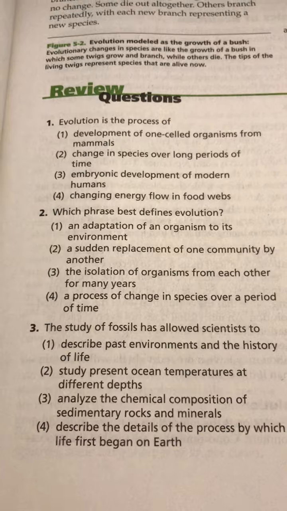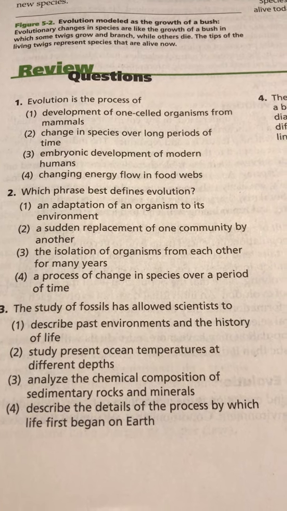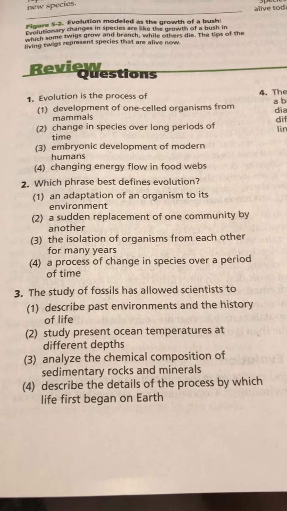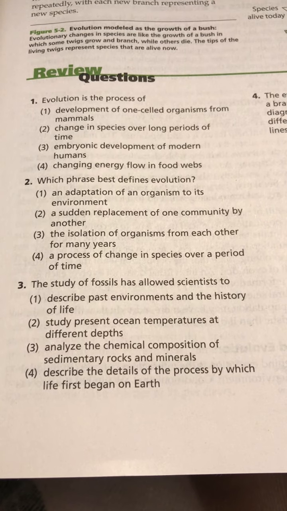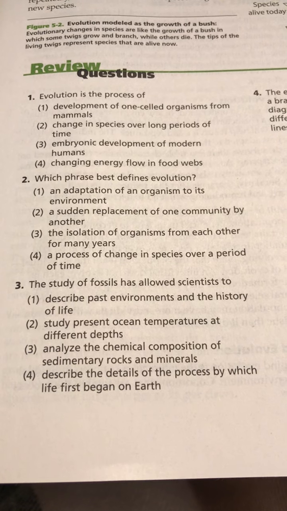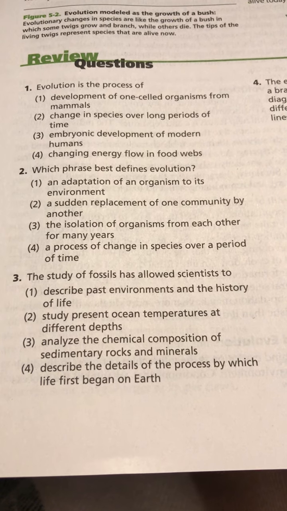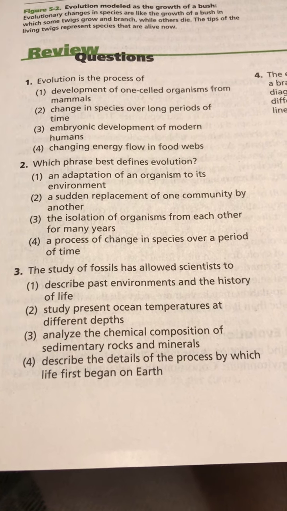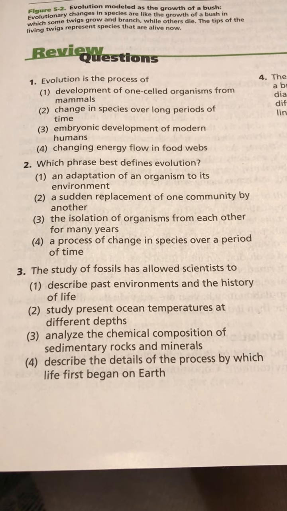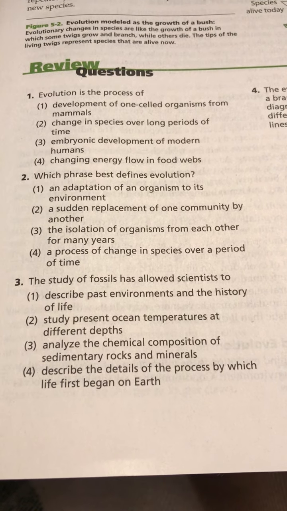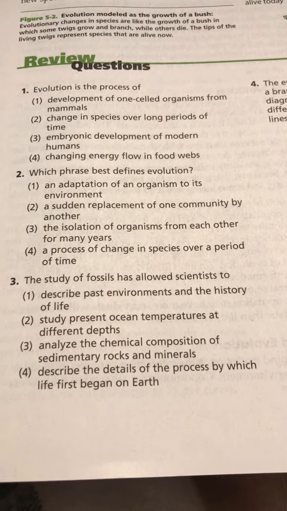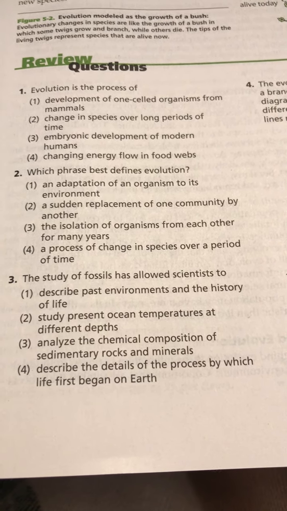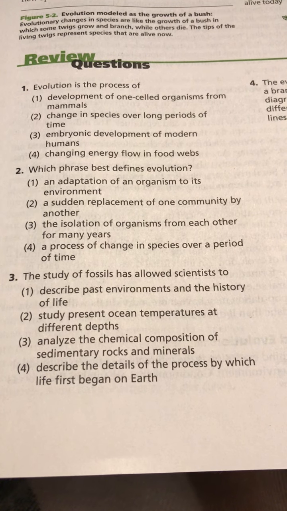Number 1. Evolution is the process of development of one-celled organisms from mammals, change in species over long periods of time, embryonic development of modern humans, or changing energy flow in food webs. Number 2. Which phrase best defines evolution? An adaptation of an organism to its environment, a sudden replacement of one community by another, the isolation of organisms from each other for many years, or a process of change in species over a period of time.